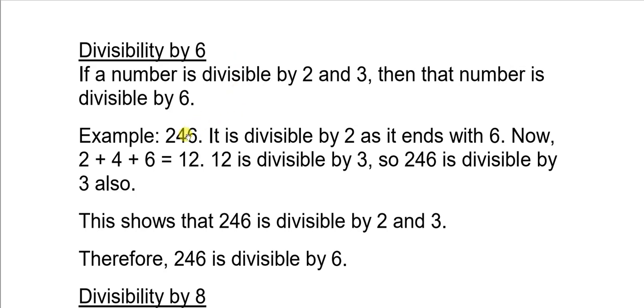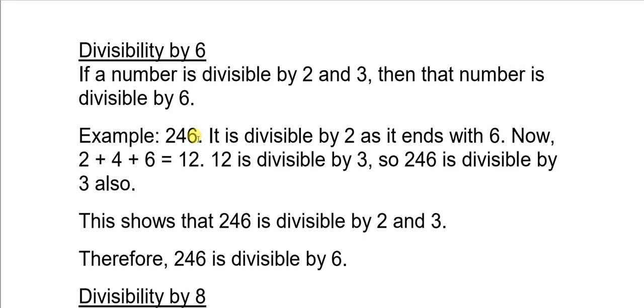We will take one example, 246. First of all we will check whether this number 246 is divisible by 2 or not. So clearly it is divisible by 2 because its last digit is 6. Earlier we have studied that if the last digit is 0, 2, 4, 6, 8 in any number, then that number is divisible by 2. So here the last digit is 6, therefore 246 is divisible by 2.